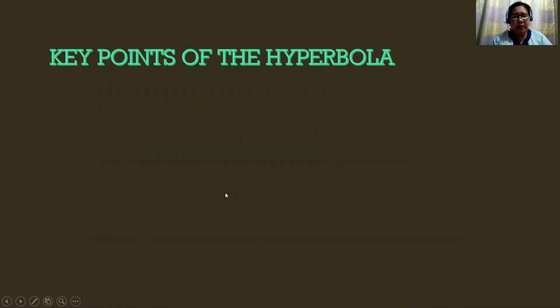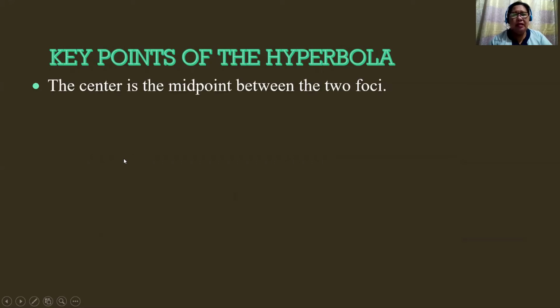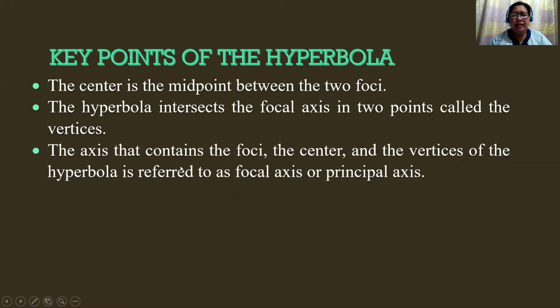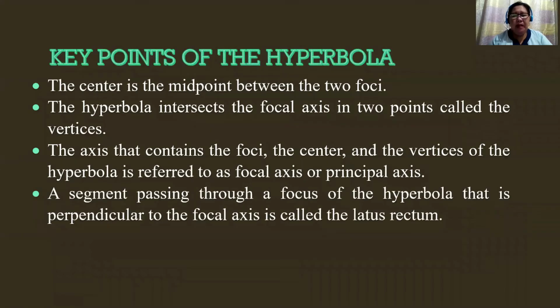Let us have the key points of the hyperbola. The center is the midpoint between the two foci. The hyperbola intersects the focal axis in 2 points called the vertices. The axis that contains the foci, the center, and the vertices of the hyperbola is referred to as the focal axis or the principal axis. A segment passing through a focus of the hyperbola that is perpendicular to the focal axis is called the latus rectum.